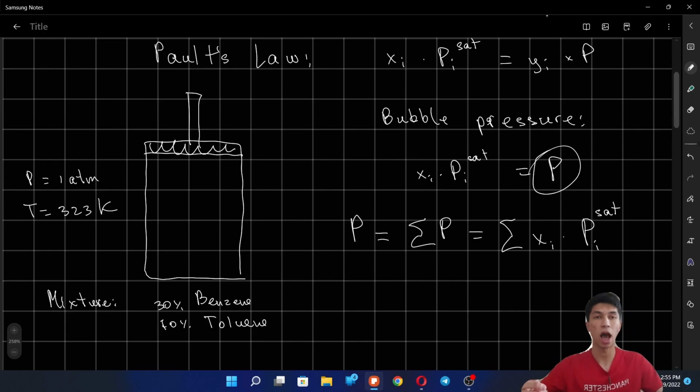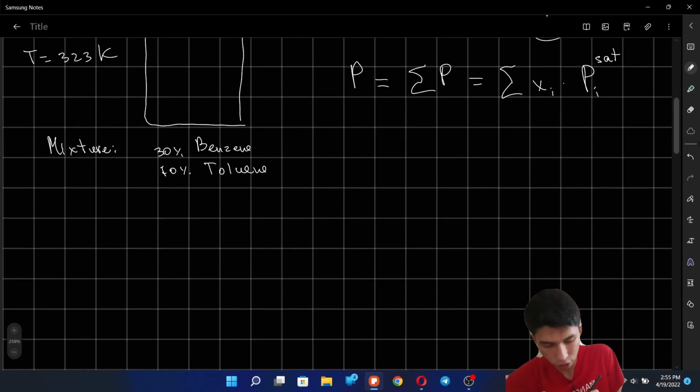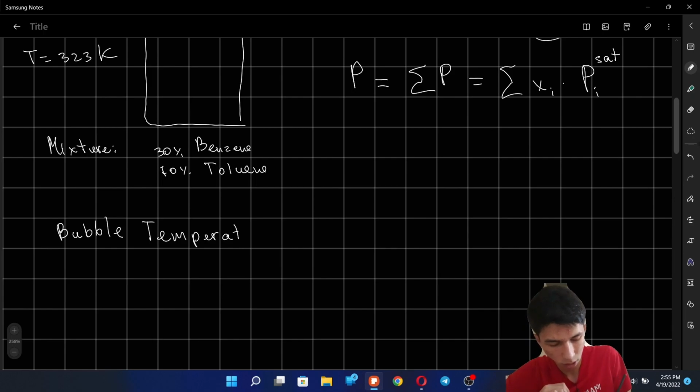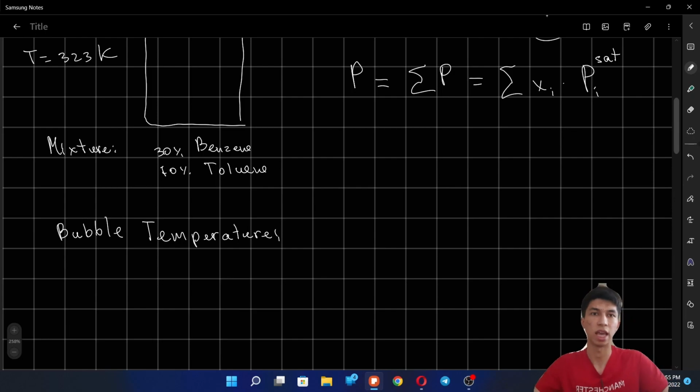And this is going to be our bubble pressure. And for the bubble temperature, it's the temperature when the first bubble is formed in a liquid mixture. So we're going to use the same idea.